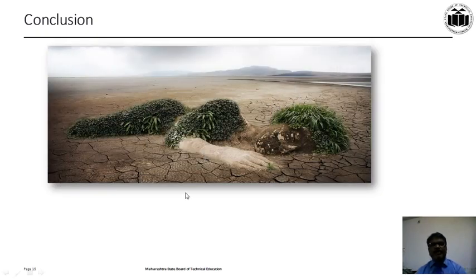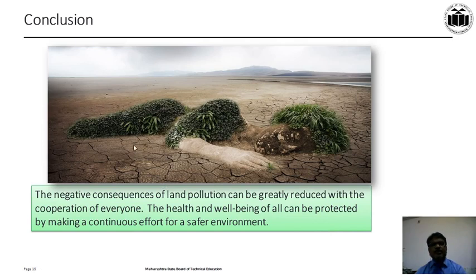Now, the last part of this lecture is the conclusion. The negative impact of land pollution can be greatly reduced by the cooperation of everyone. The health and well-being of all can be protected by making a continuous effort for a safer environment.